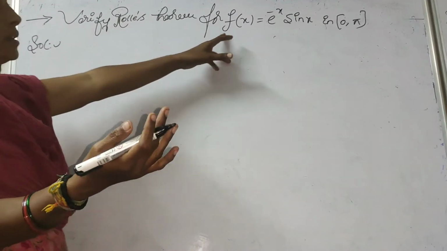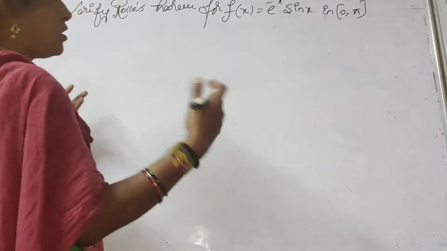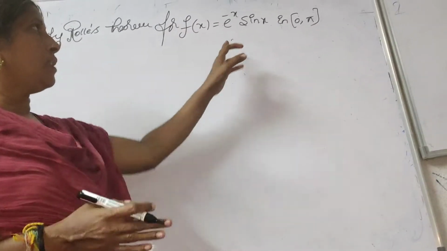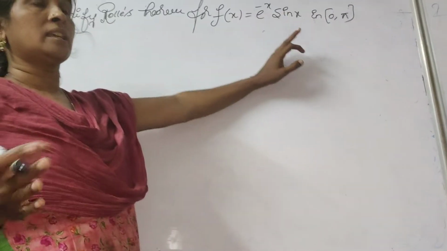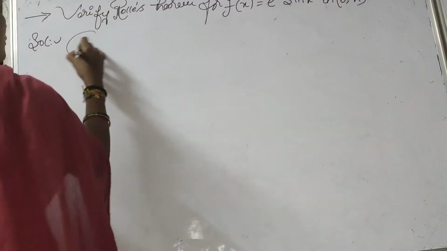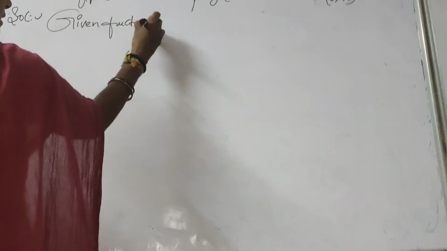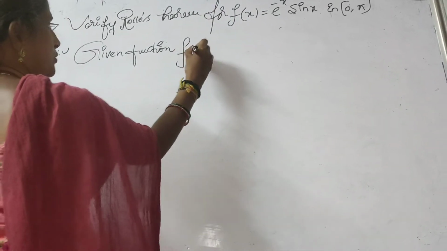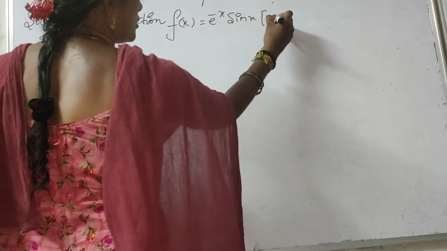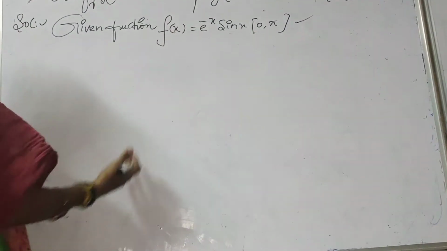Here the given function means e power minus x sin x. We know that the exponential function is continuous and derivable. Then automatically sin x is continuous and derivable in the interval 0 comma pi. Now first of all write that the given function f of x equals e power minus x sin x in the interval 0 comma pi.